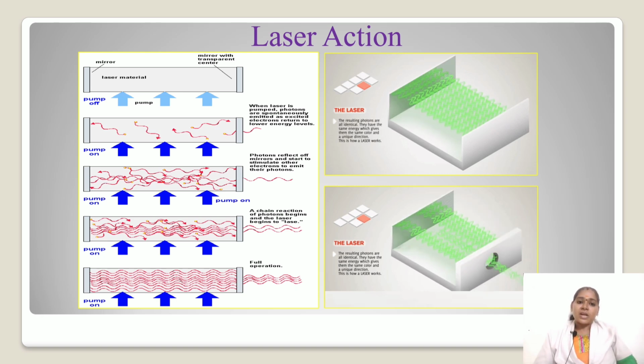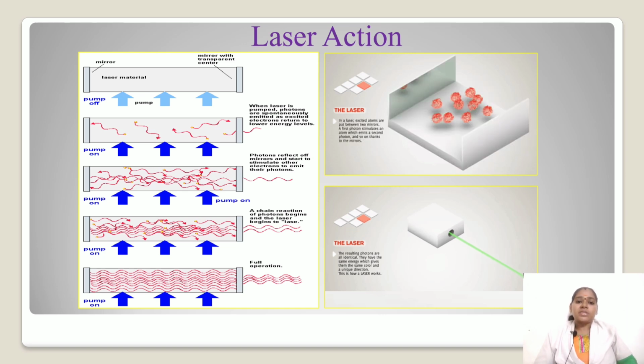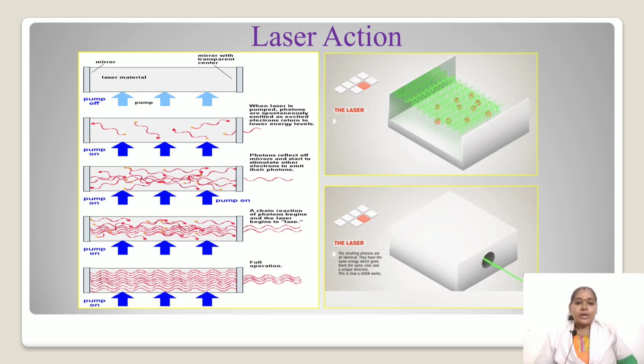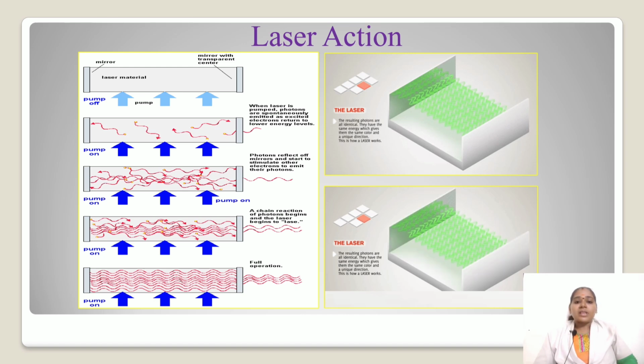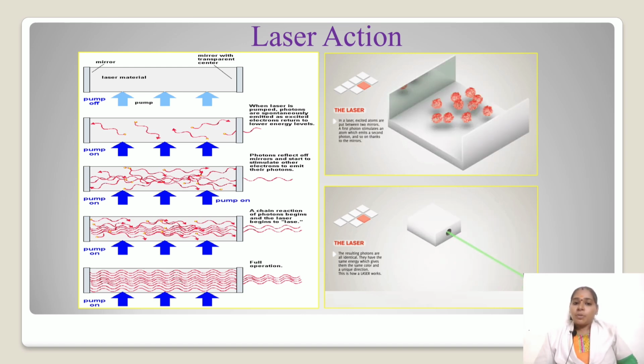These four photons induce further transitions with the other four atoms by reflecting mirrors on both sides. This gives 8 coherent photons. If it continues, finally we get a strongly high intensity coherent beam. This light is called laser. So for laser action, stimulated emission is very important and it is achieved by population inversion.